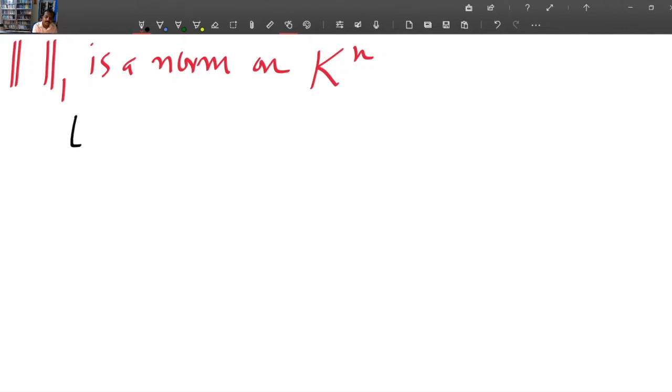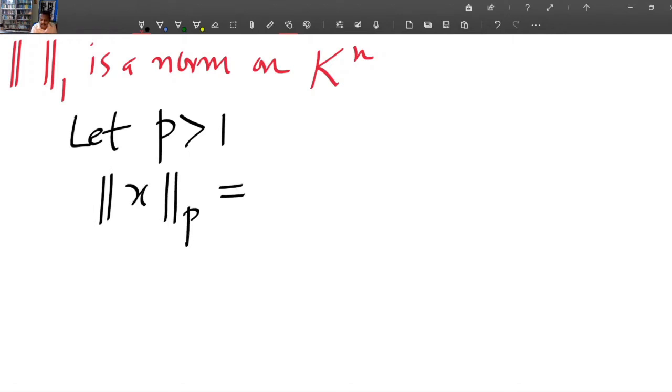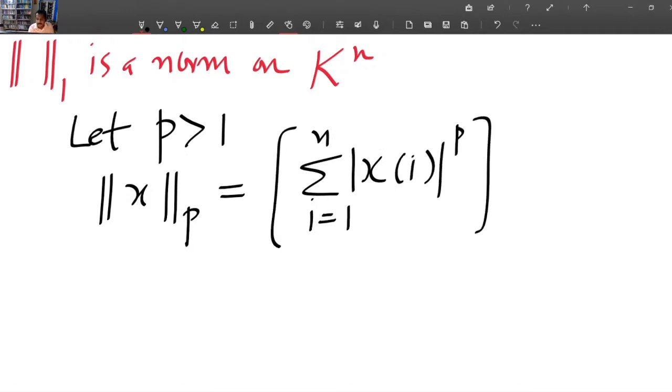So you consider, let p be greater than 1. So what is the definition of the norm then? The p norm of x is sigma i equal to 1 to n of modulus of x of i raised to p, the whole raised to 1 by p. So this is the definition of the p norm of x.